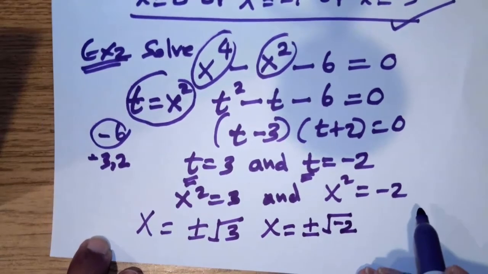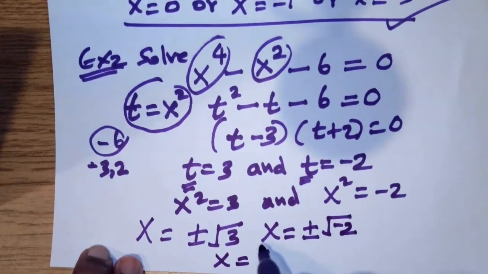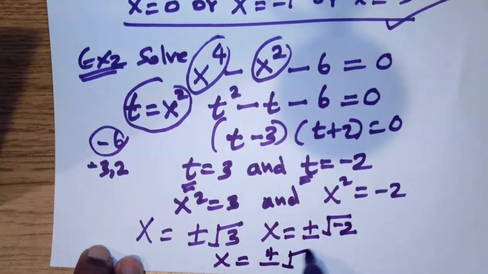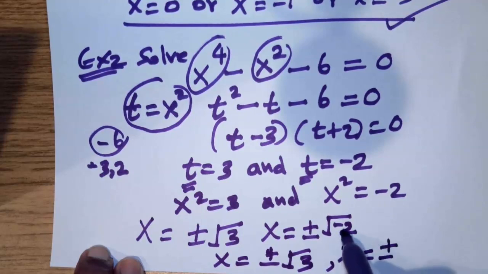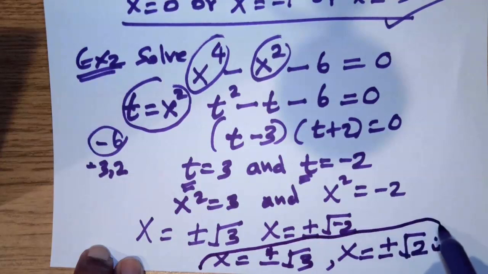So x is equal to plus or minus square root 3. And x is equal to plus or minus square root of negative 2, which can be written as square root 2 i. So that's the answer. There are really 4 solutions for this: plus square root 3, minus square root 3, plus square root 2i, and minus square root 2i.